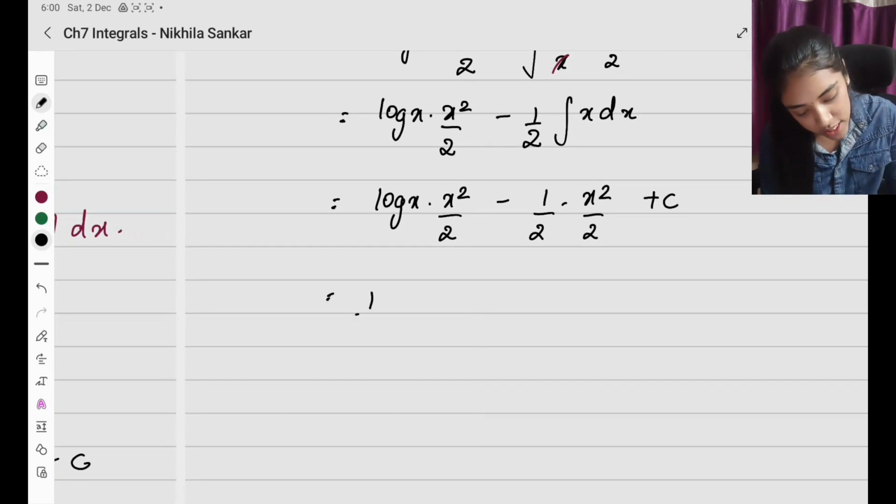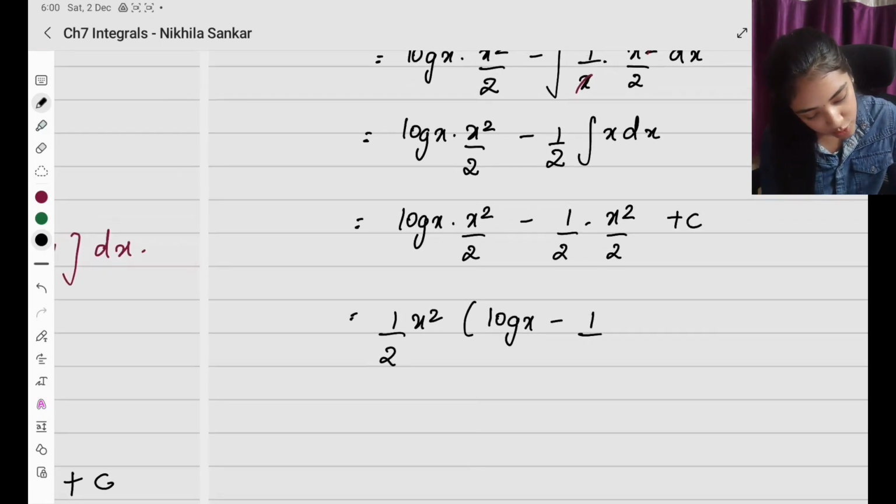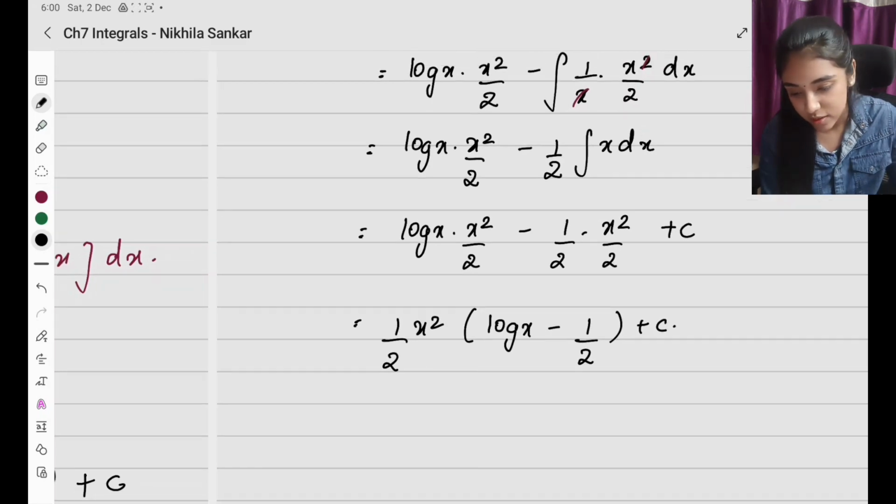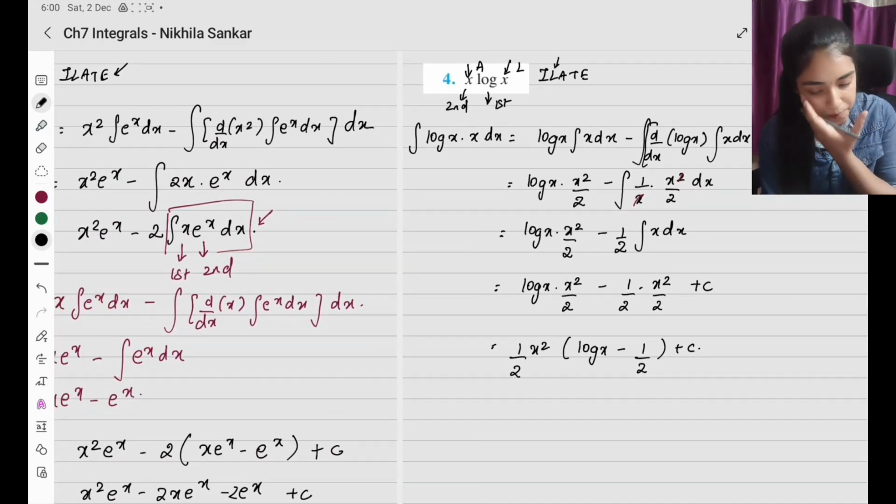You don't have to put it at the beginning. So I can take 1 by 2 outside. I can take x square outside. So what is inside? Log x minus, I have a 1 by 2 here. So minus 1 by 2 plus c. Okay, so this is my final answer. Please copy.